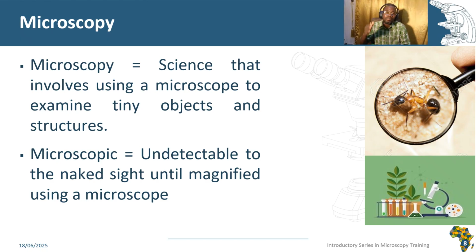Microscopy. What is microscopy? We learned that a microscope is a physical instrument, a hardware, a gadget that is used to enlarge the appearance of an object, making small specimens visible. While microscopy is a science, it is a discipline. Microscopy is everything involved in studying tiny things, not just viewing them, but learning how, why, and what you are seeing.